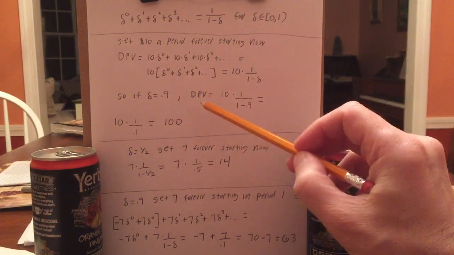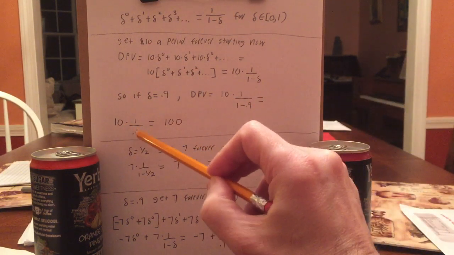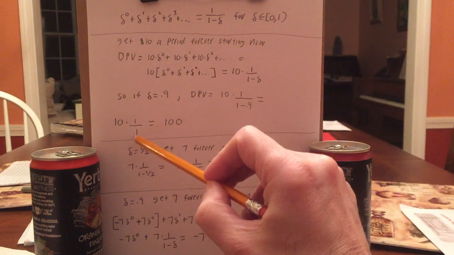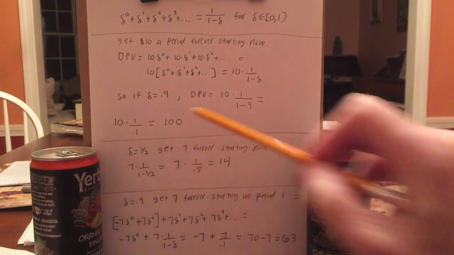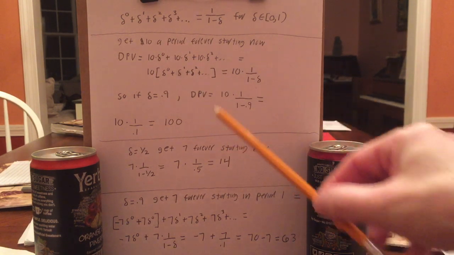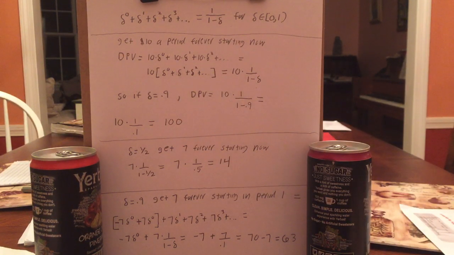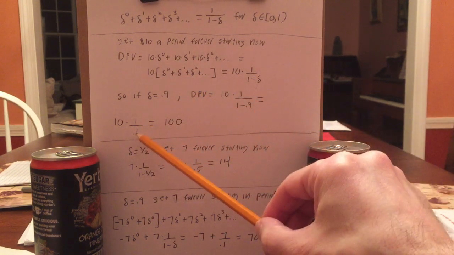And say delta is equal to 0.9. The discounted present value is 10 times 1 over 1 minus 0.9, which is 10 times 1 over 0.1, which is just 100. So what that means is, let's say your delta is 0.9. Someone promises you $10 forever starting right now. What's that worth? That's worth $100 to you. And delta 0.9 is a convenient discount rate, because if delta is 0.9, then 1 over 1 minus delta is just going to be 10.